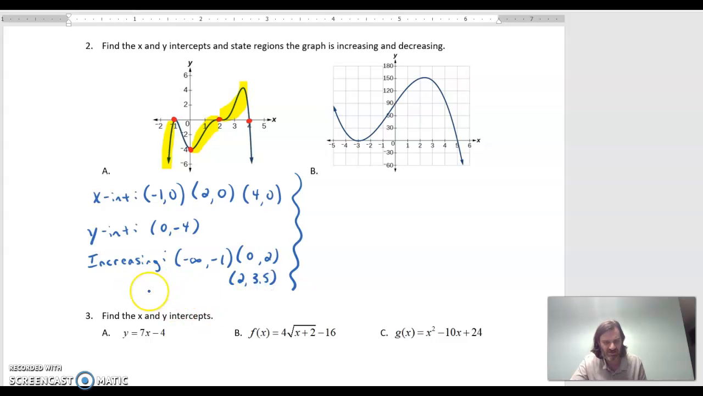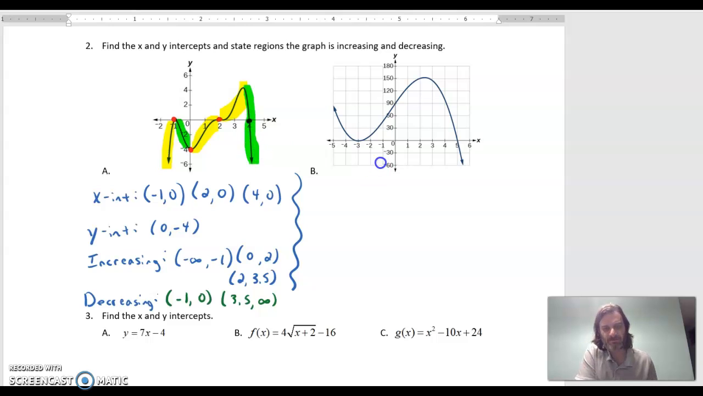And remember, those are intervals, not points. So the x and the y intercepts are points, x, y. The increasing and decreasing are intervals, so from a starting x to an ending x. So it's decreasing here where it's going down from left to right. So from -1 to 0, I'm sorry. And then from this 3.5 to infinity, we think it is going down. Okay. So just be careful there.